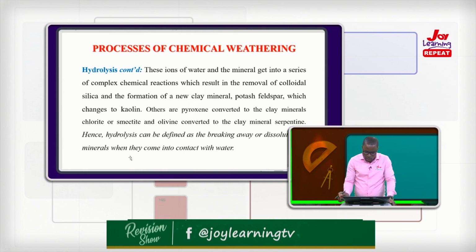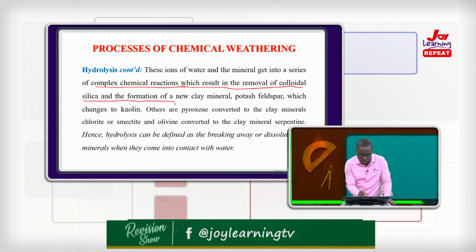So, let me go to the main lesson. I said these ions of water and the mineral get into a series of complex chemical reactions which result in the removal of colloidal silica and the formation of a new clay mineral. Potash feldspar, which changes to kaolin.